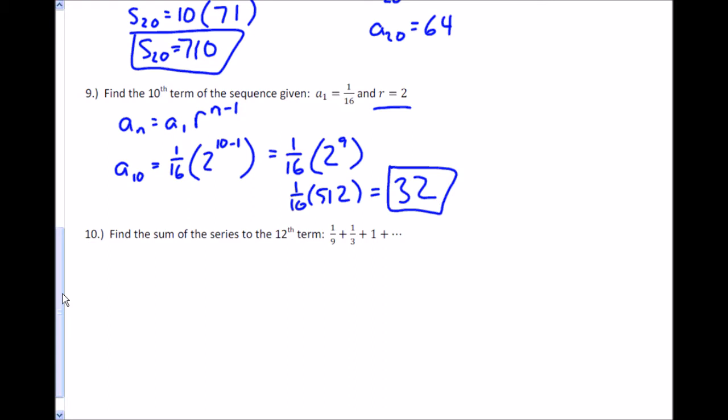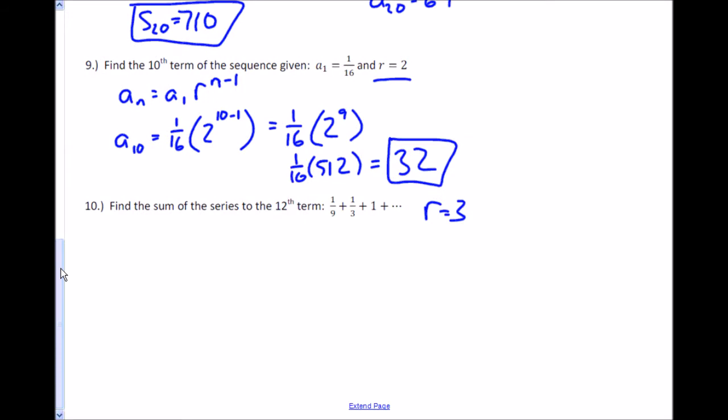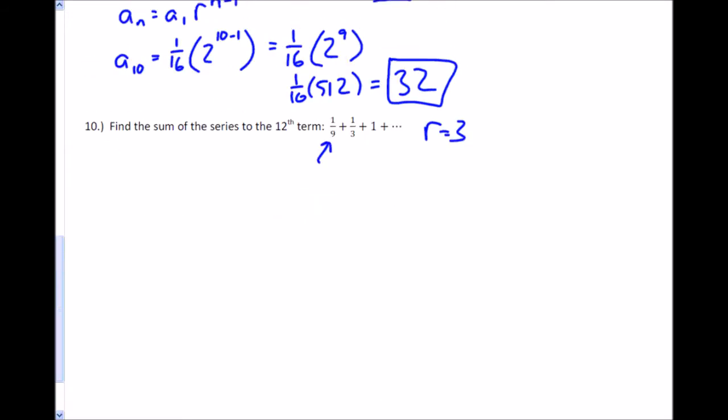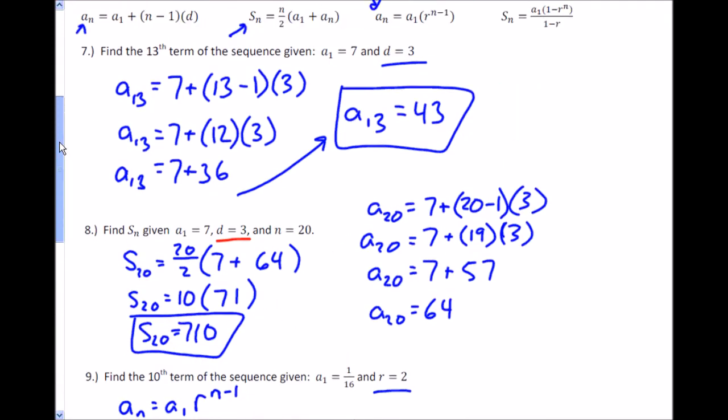Number 10, it says to find the sum to the 12th term. So again, we look at the pattern that's happening here, and if I look, I'm multiplying by 3 each time, and since I'm multiplying by 3, it means that this is geometric, which means my r value is 3. And so now I look at the other information that's given here. I'm given a sub 1 is 1/9. I'm given my r value, and there's not much more I need since I'm looking for the sum.